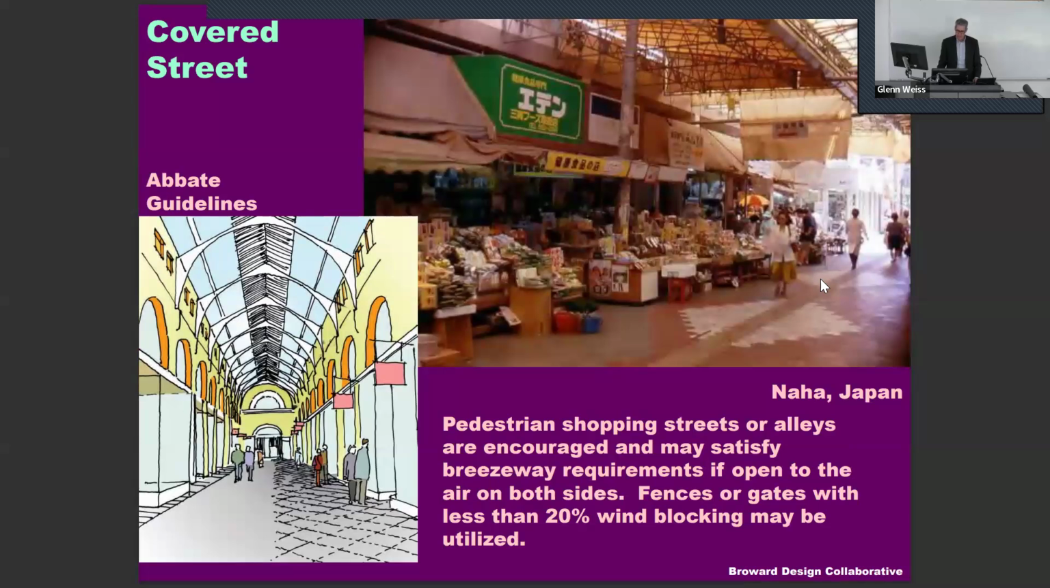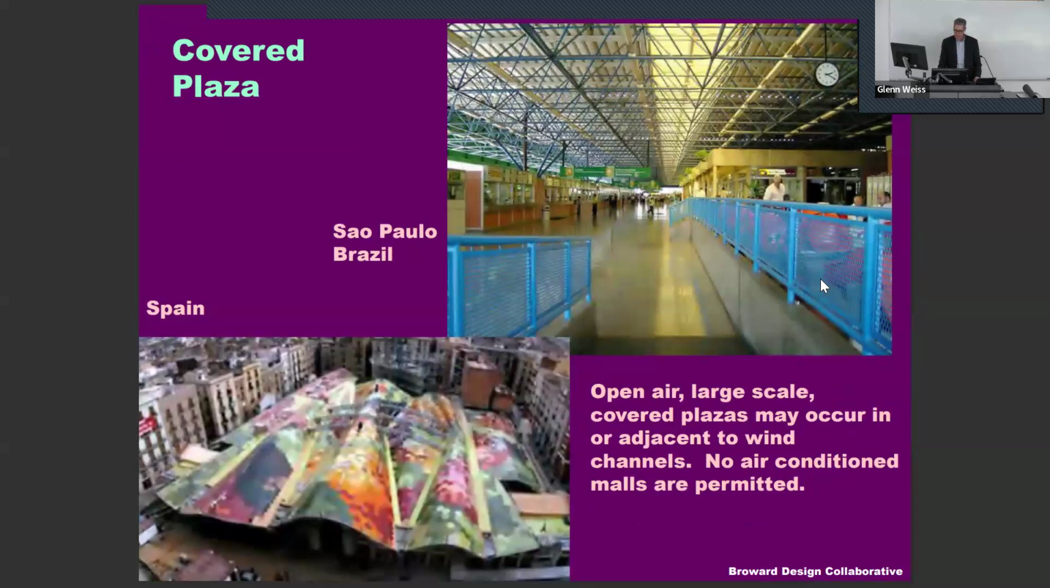What about the covered streets? Naha, Japan, another one of our sister cities, which is on, I'm forgetting the name of the island to the south right now, sorry. The covered street, if appropriately directed, can keep the breeze moving through the space, but break off that sun.